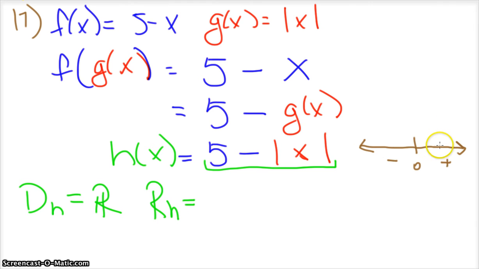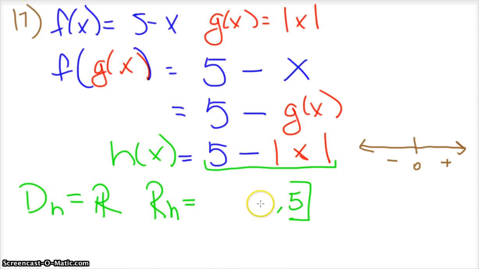If I use positive 1,000, that's 5 minus the absolute value of 1,000, which is 1,000, which makes this number negative. If I use 0, 5 minus the absolute value of 0 is 0. That makes this 5 minus 0 is 5. So the biggest number we're going to have is 5. Okay?